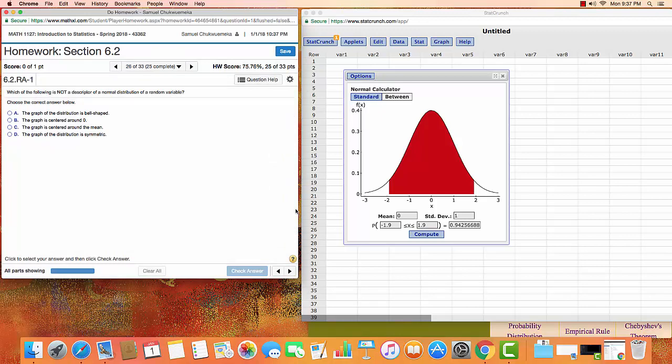Question 26. Which of the following is not a descriptor of a normal distribution of a random variable? The graph of the distribution is bell-shaped, correct? The graph is centered around 0. Not necessarily. The graph is centered around the mean, correct? The graph of the distribution is symmetric, correct? So we are not going to say that the graph is centered around 0, no.